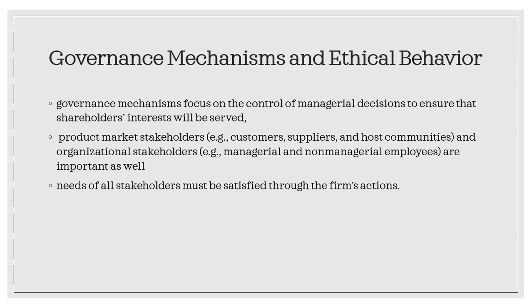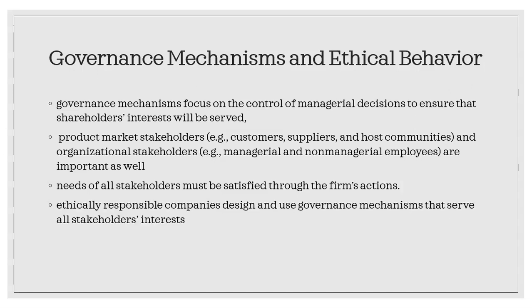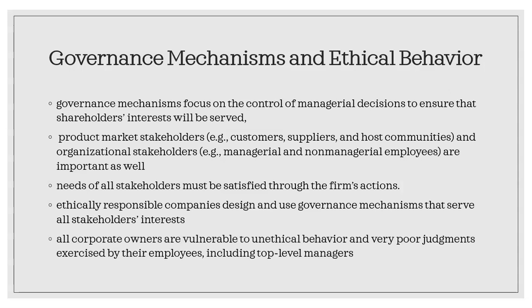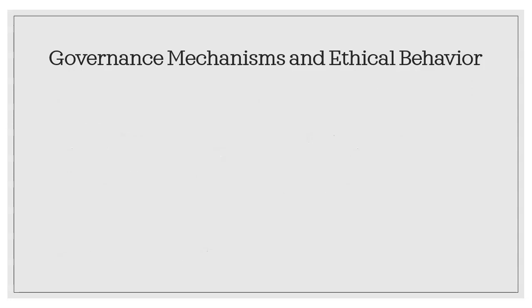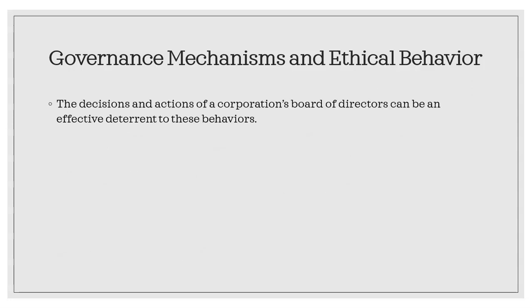But the needs of all stakeholders need to be satisfied through the firm's actions. They cannot just be focusing on one and not the other. Ethically responsible companies design and use governance mechanisms that serve all stakeholders' interests. All corporate owners are vulnerable to unethical behavior and very poor judgments exercised by their employees, including top-level managers. So basically, all companies will have breaches in ethical behavior, and we have seen a lot of that locally in recent times.